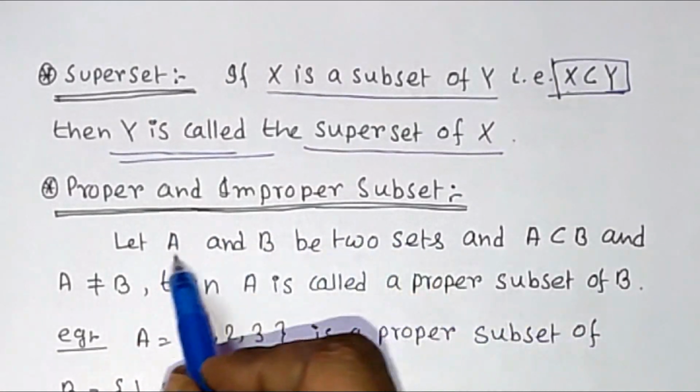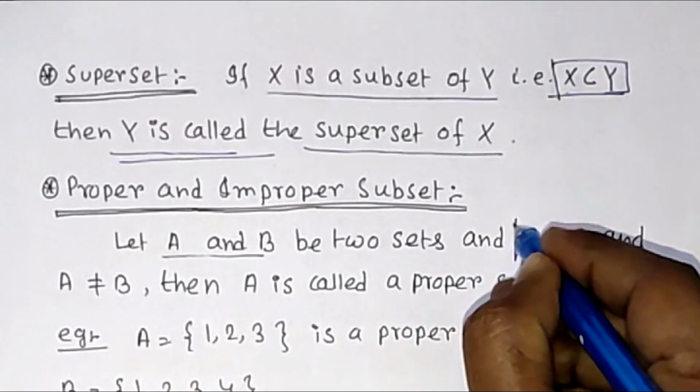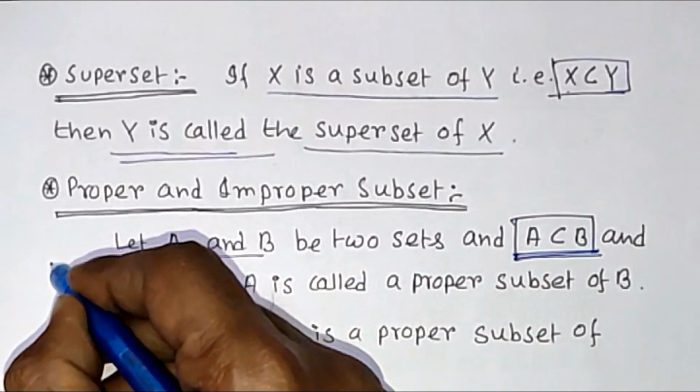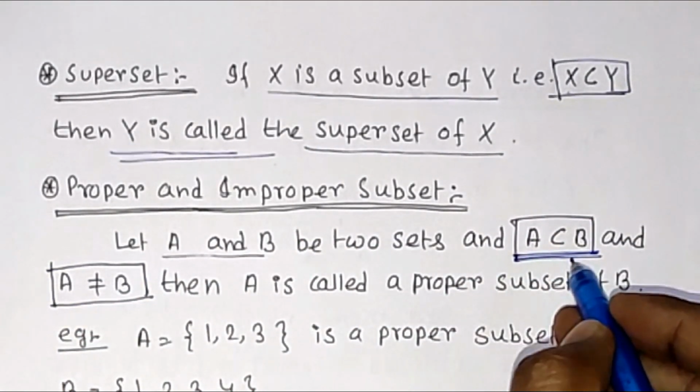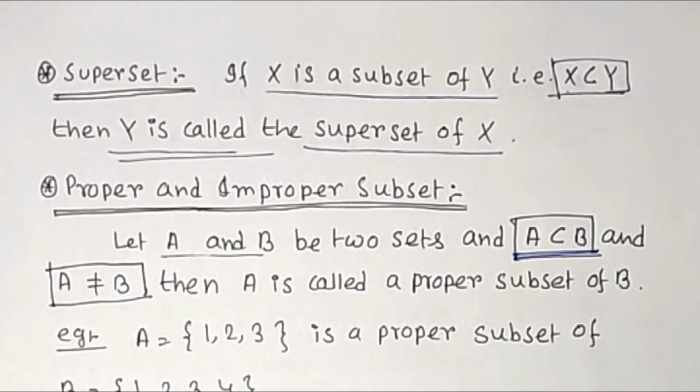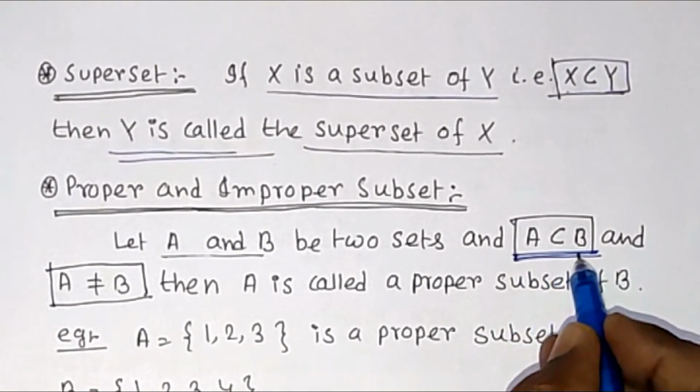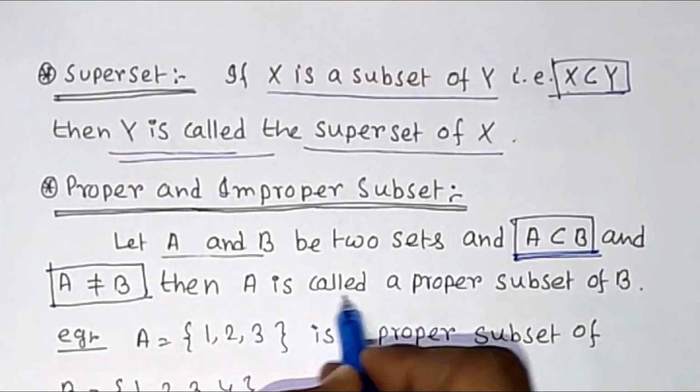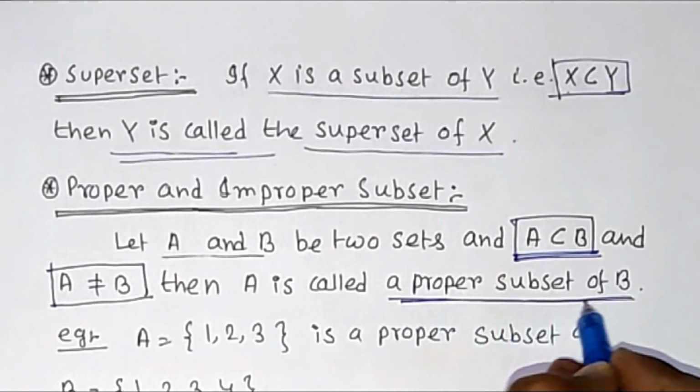Proper and improper subset. Let A and B be two sets and A subset of B, and A is not equal to B. Why? Look, in some cases, suppose all the elements of A are also the elements of B. In that case, it may happen that all the elements of A and all the elements of B are equal also. Then they are called equal sets. But by the definition of subset, A is said to be a subset of the set B also. So if A is a subset of B and A not equal to B, then A is called a proper subset of B.